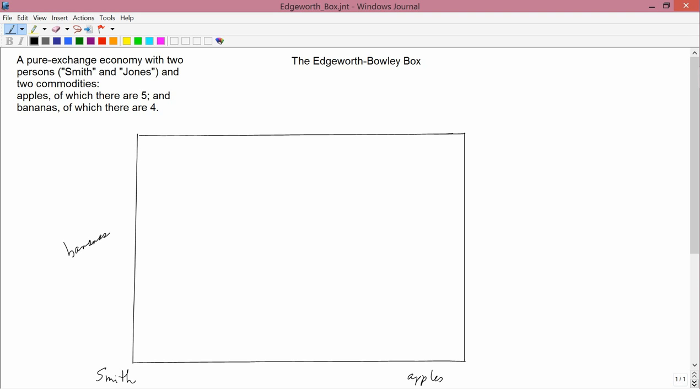The width of this box, you'll recall that the horizontal axis measures apples. The width of this box is the number of apples in the whole economy. Okay, and by the economy, I mean the joining of Smith and Jones, because as far as we're concerned, these are the only two people that are around. So there are five apples total in the whole economy, and therefore the width of the box is five apples. There are four bananas total in the whole economy, so the height of the box is four bananas.